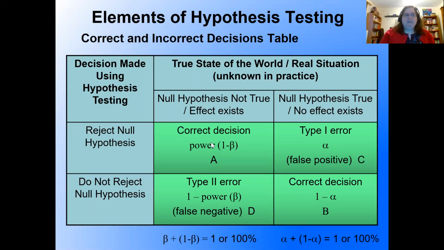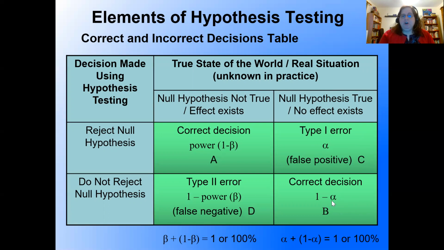If, however, the null hypothesis is not true and we do not reject the null, we make a type 2 error, a 1 minus power error, or beta, and that's a false negative. So in other words, there really was an effect, but we failed to find it. We failed to see it. Now, on the right-hand side, we're going to say the null hypothesis is true. Well, if the null hypothesis is true, if there's no effect and we don't reject the null, then we've made a correct decision.